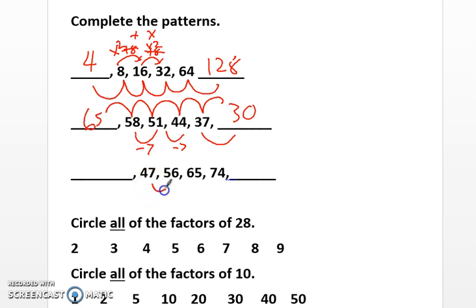This one's going up from 47 to 56. It's going up 9. Still up 9. So 74 plus 9 is 83. If I'm going this way, it's minus 9, minus 9, minus 9, minus 9, 47 minus 9. Oh, 38.